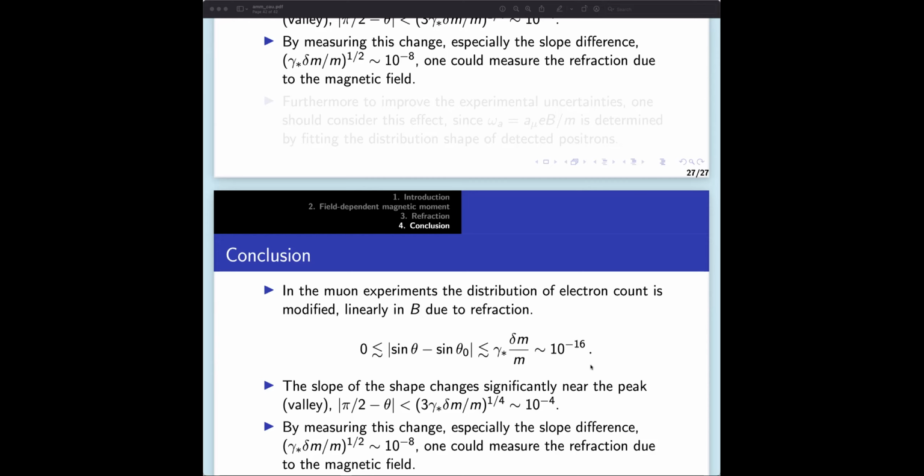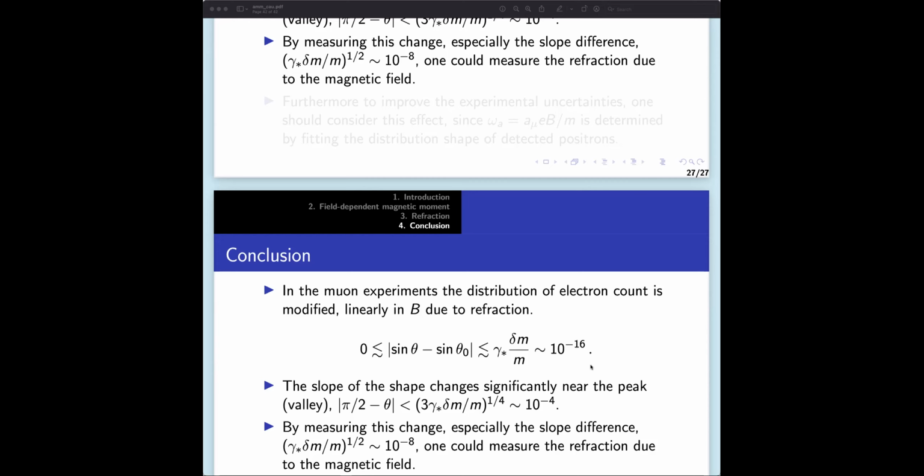Okay. Thank you. I have a short question. Can there be any uncertainty in the magnetic field itself, B? Yeah, so that's a very good question. Actually, there are many experimental uncertainties. For instance, the initial incoming muon momentum uncertainty.